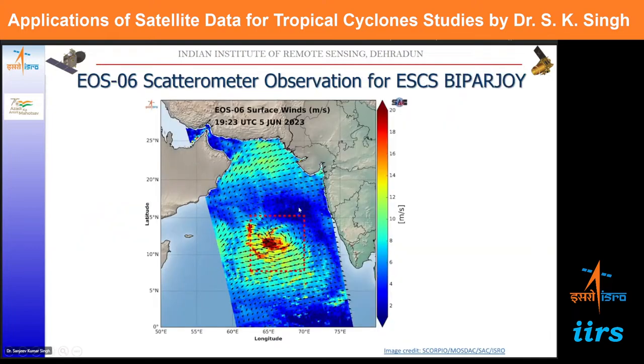This is one of the pictures taken by the EOS satellite for the Bifrost cyclone, an extremely severe cyclone. You can see it has captured very well the high wind speed and the direction of the tropical cyclone. You can see the high wind speed over this area. And because this is the surface wind, you can see the circular movement and the direction of the wind.